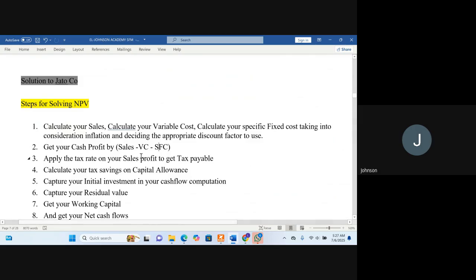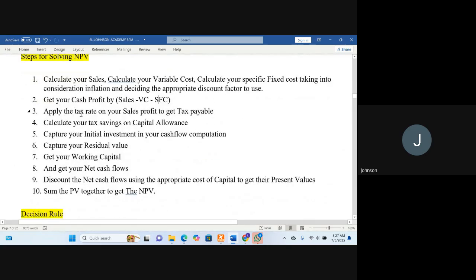Now, number two, they now say apply the tax rate on your sales profit to get your tax payable. So after you've done the first step, you do the second step. The third step is to apply the tax rate given in the question. In the question, it tells 30%. Apply it on the sales profit to get your tax payable.